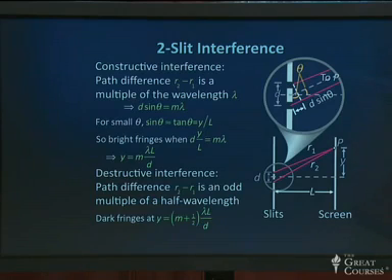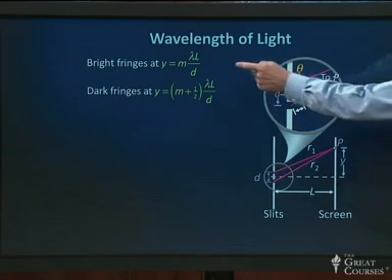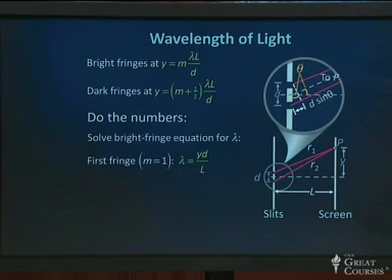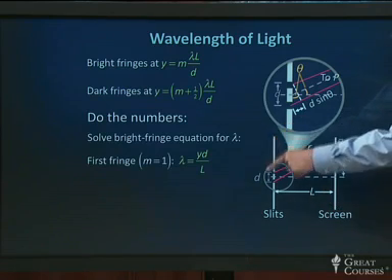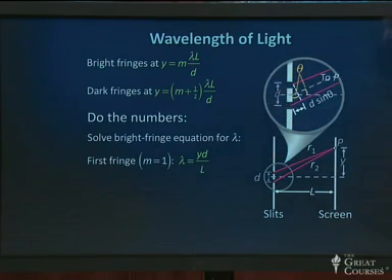So that's two-slit interference. Let's use two-slit interference to measure the wavelength of visible light. We know there are going to be bright fringes when y is m lambda L over d, and dark fringes when y is m plus a half, lambda L over d, from this diagram. Let's do the numbers. We solve the bright fringe equation for lambda. The first fringe, m equals 1, occurs when lambda equals y d over L.